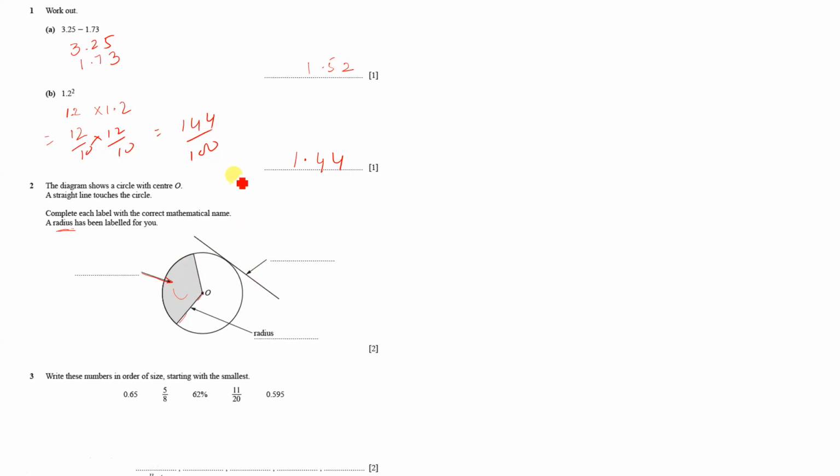So this line is called a tangent because it touches the circle at one point on the circumference. So this is called tangent. And this piece of the circle is called a sector.